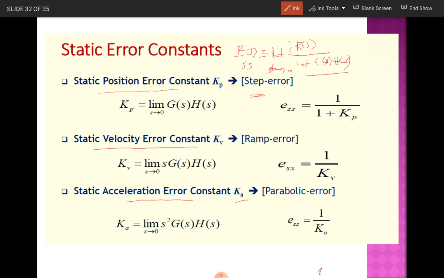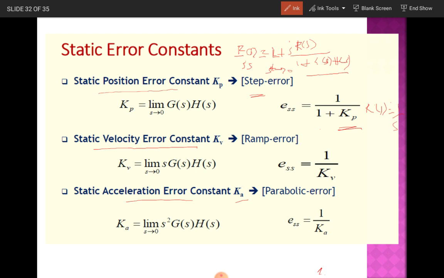So for a step input, R of s is equal to 1 by s. Substituting R of s equal to 1 by s in this expression, s will be cancelled. So we get 1 divided by 1 plus G of s H of s. Here, depending upon the expression G of s H of s, the error value will vary. So 1 divided by 1 plus Kp, where Kp is taken as the limit as s tends to 0 of G of s H of s, only this term.